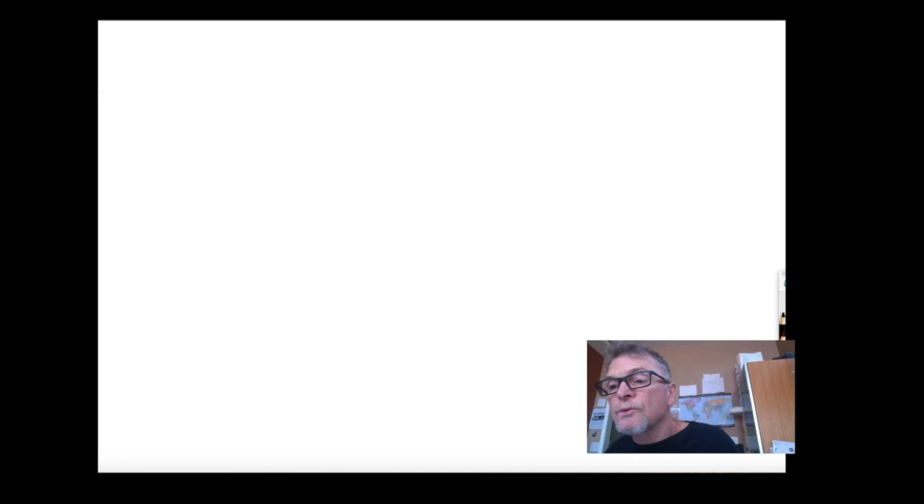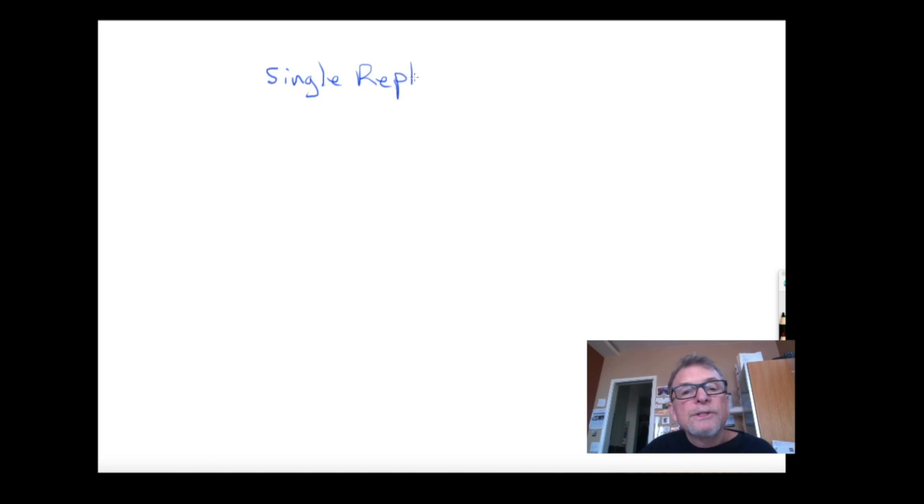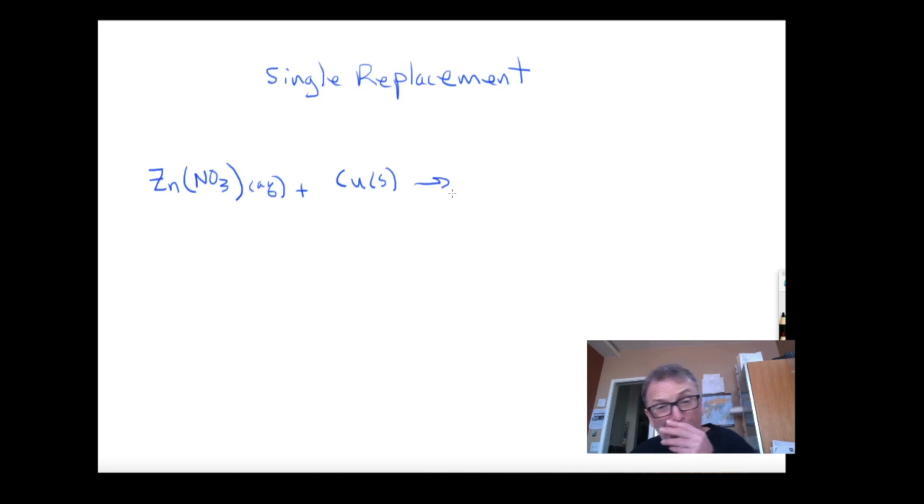Okay, now let's look at the single replacement. We're going to go to another screen. All right, and single replacement, let me just get this thing defined. Single replacement. All right, and to talk about this, we're going to utilize the following reaction. We have zinc nitrate, aqueous, that's combined with the copper, which is a solid, to form copper nitrate, which is aqueous, plus zinc metal.